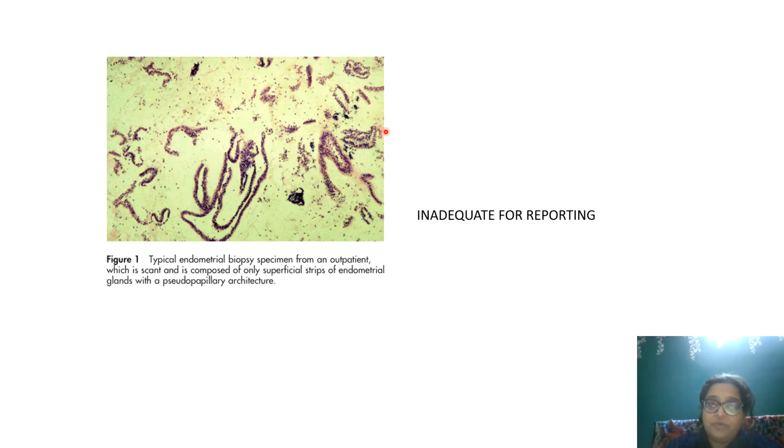Biopsies like this, please don't report gland within gland strips. Here you might label this as stratification. No, please, these are superficial strips, no stroma. This is inadequate for reporting. Any pattern here, please don't report it. Okay.